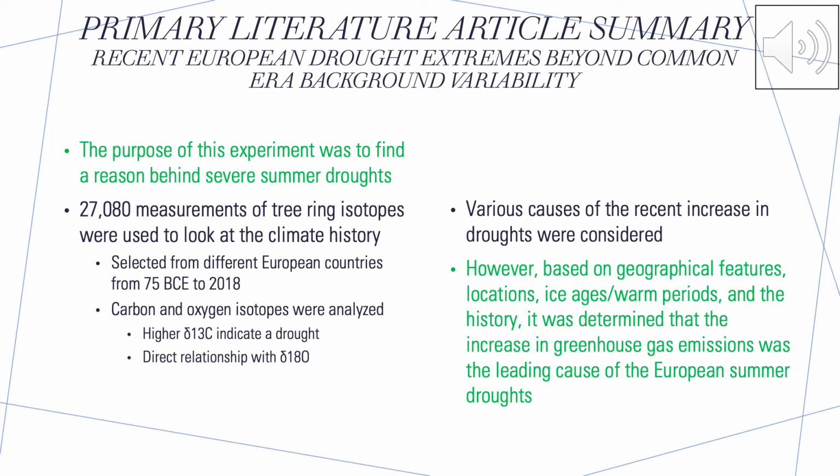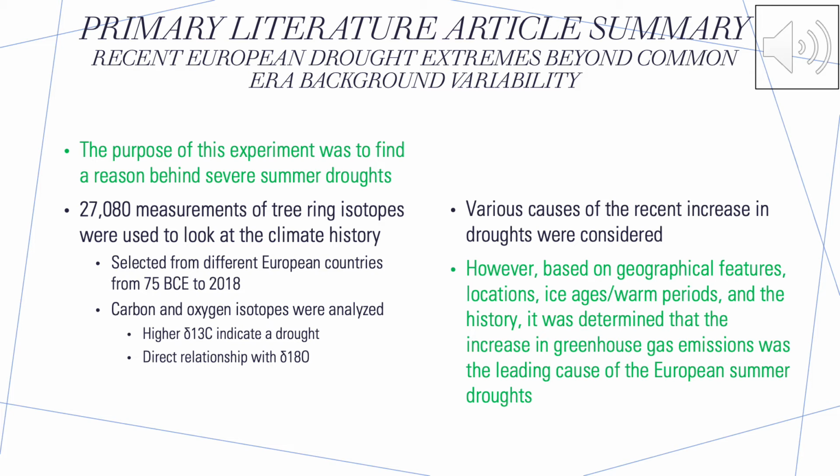27,080 measurements of tree ring isotopes were used to look at the climate history. Carbon and oxygen isotopes were used from different trees in countries in Europe to identify the type of climate that was present during this period of time. Through identifying the summer climates, the researchers could draw conclusions about whether or not these droughts were a part of a cycle and what other factors, such as climate change, could be contributing to the droughts.